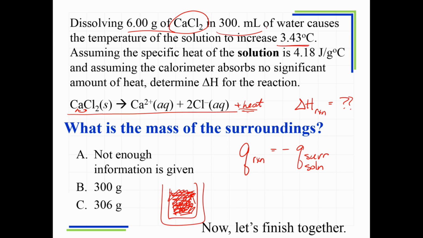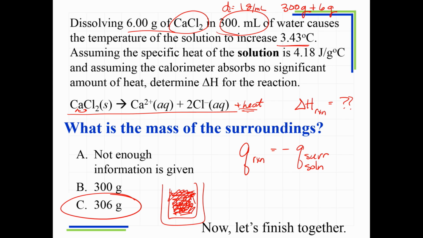Well, we have 300 milliliters of water. Water has a density equal to 1 gram per milliliter. I want you to know that. And I want you to realize that if you know the volume of water in milliliters, you know the mass of water in grams. So I have those 300 grams there, plus I have the 6 grams due to the calcium chloride, and that is where that's coming from.